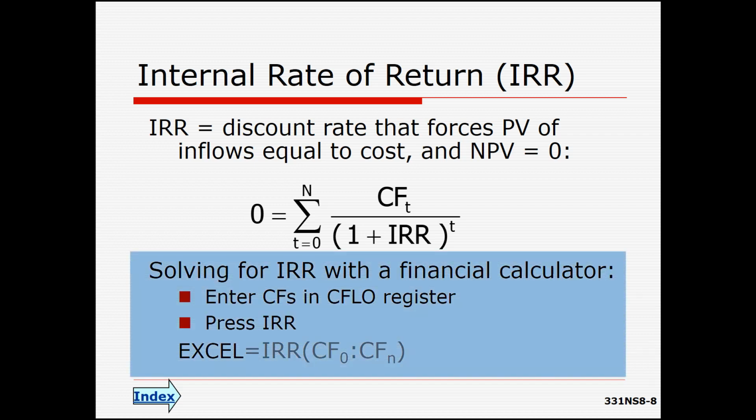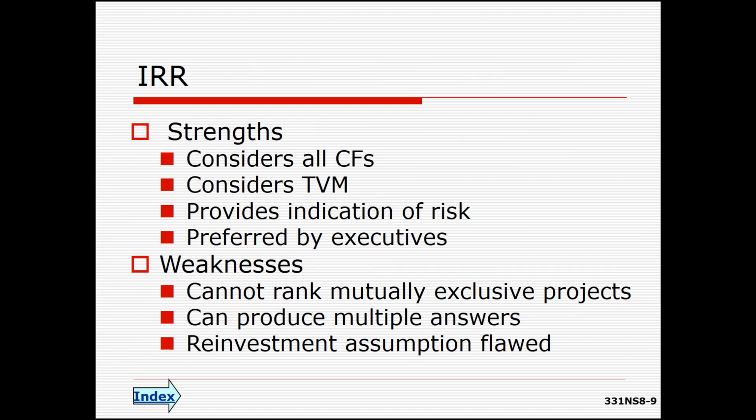In the TI Business Analyst 2, you enter the cash flows as you did to solve for NPV. Or if you just solve for NPV, the values are still in the worksheet. Instead of pressing NPV, press IRR and compute. In Excel, the IRR function allows you to enter a guess, but it's not required. And the IRR function expects the entire cash flow range, cash flow 0 to cash flow N.